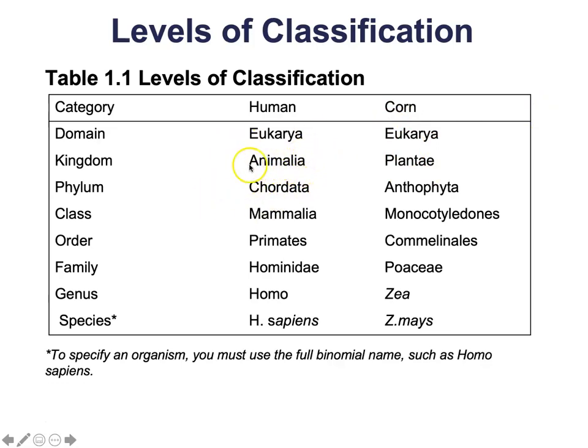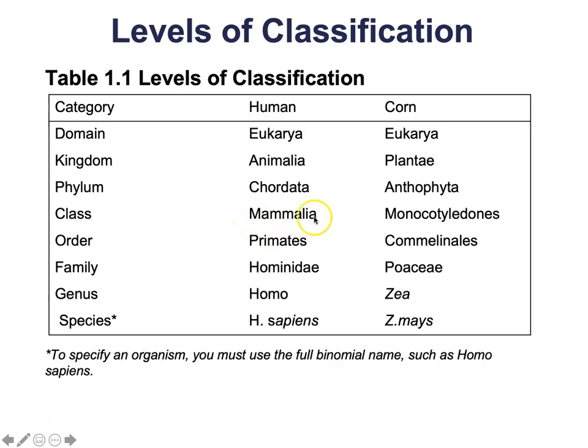Next, we have phylum. Not all animals are going to be found in this phylum. The phylum is going to categorize animals based on whether or not they have a spinal cord. If you have a spinal cord, you're going to be found in the phylum Chordata. It's kind of like how all squares are rectangles, but not all rectangles are squares. Every organism found in the phylum Chordata is going to be a eukaryotic animal. Not all eukaryotes are animals. Not all animals have spinal columns.